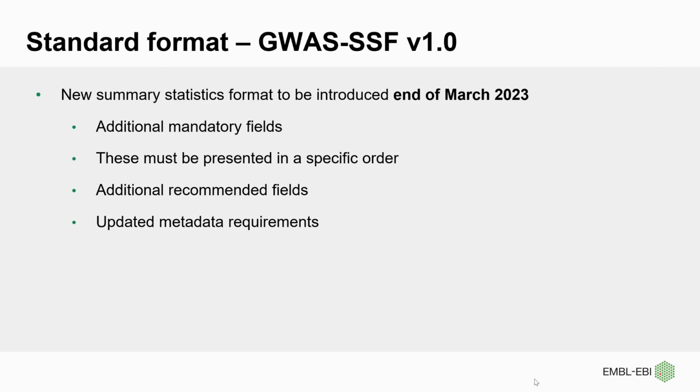So as I mentioned, we will be introducing a new and improved standard format at the end of March this year, 2023. The main changes to the format from the previous one are that we've added some additional mandatory fields that were requested by the wider GWAS community as really important to have. And these also now have to be presented in a specific order to keep the files as consistent as possible. We've also got a few additional recommended fields that can help to increase the usability of the data set. And we've updated some of the metadata requirements to describe the study as a whole.